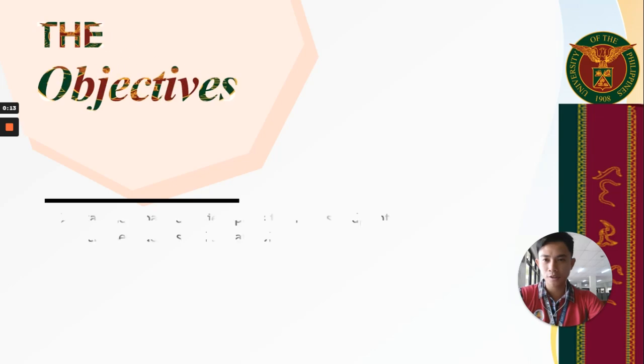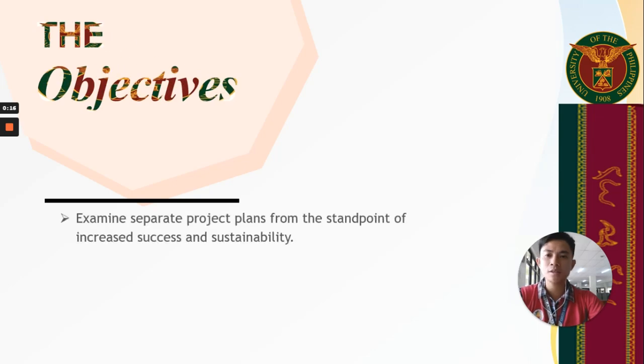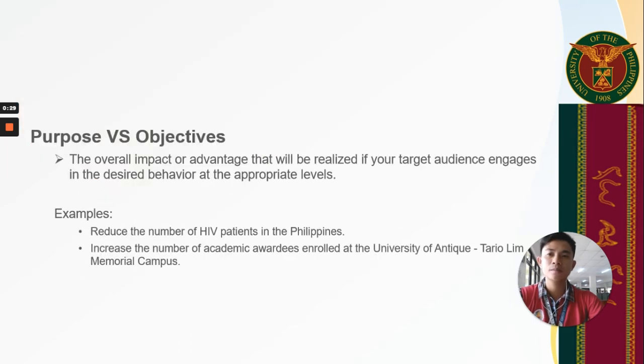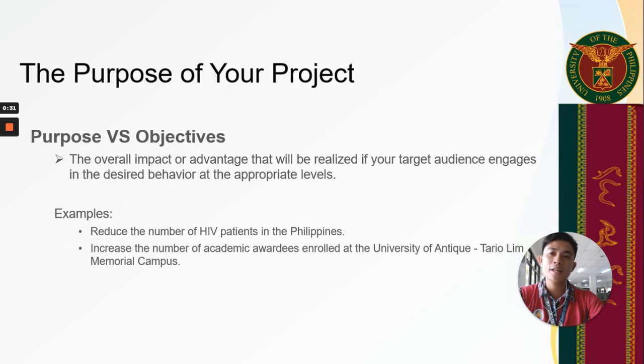The objectives: examine separate project plans from a standpoint of increased success and sustainability, and allow project teams to create a project execution strategy. So, we have here the purpose of your project. Purpose versus objective is the difference.